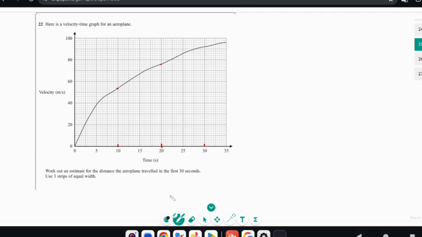We need to find the area between 0 and 10. So we have a triangle here. Area of a triangle is half base times height. Going up in 2s on your y-axis, so 54. And then to 20.